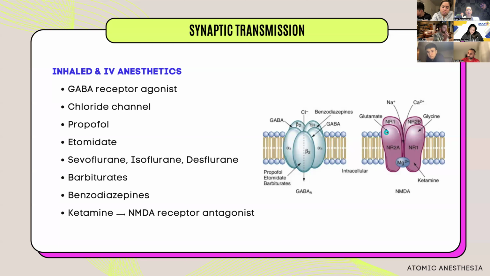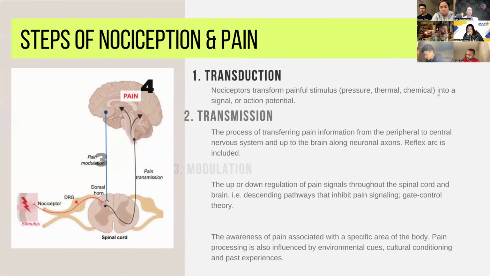So with the ketamine, it's actually going to block this receptor. While all of these things here will stimulate the GABA receptor, the ketamine will actually block the NMDA receptor. And by doing so, you prevent the ions from going into the cell and activating it. So that's a brief overview of synaptic transmission and what's going on with the anesthetics.